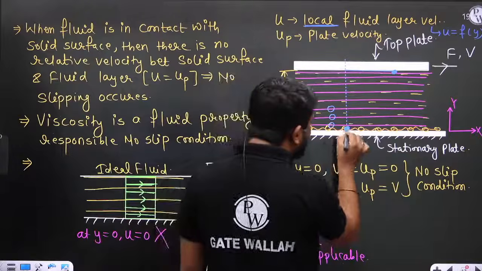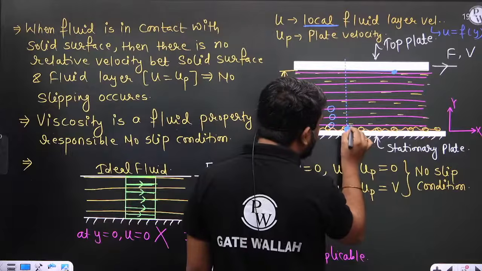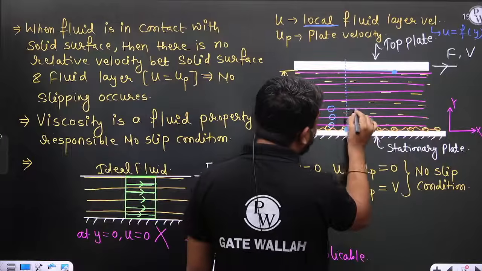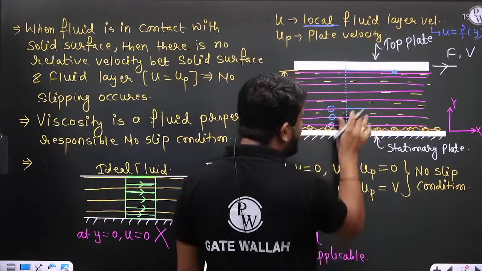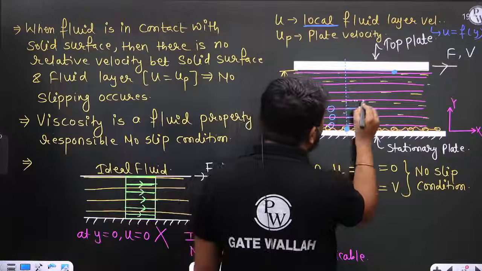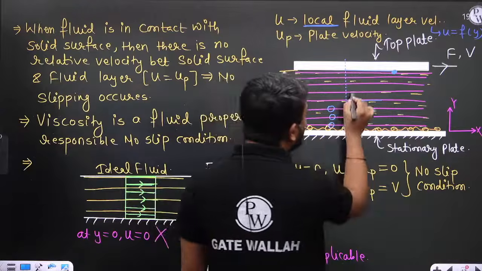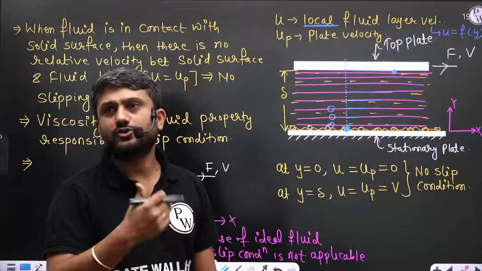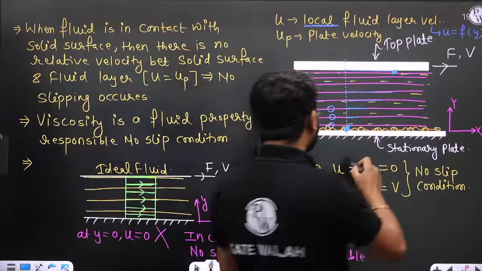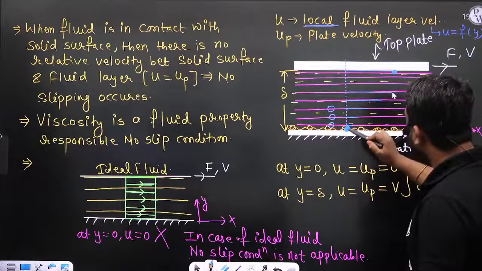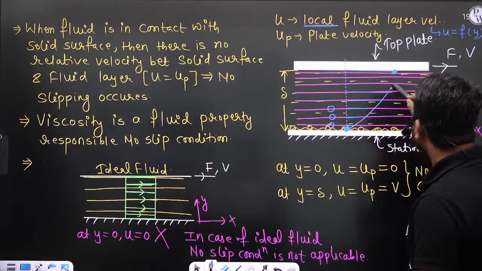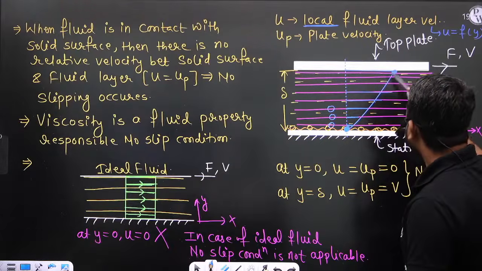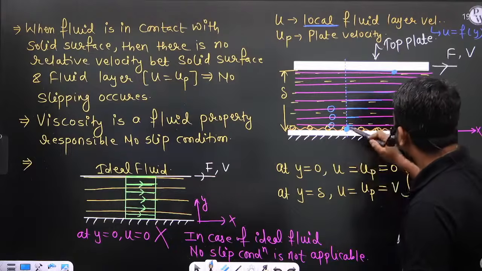Let us consider this velocity is 0. Let us consider this velocity is 0.5 meter per second. This is 1 meter per second. Then let us consider this is 1.5 meter per second. This layer has velocity 2 meter per second. This layer has velocity, let us consider, 5 meter per second, and so on. So in this way, we can clearly see that in the y direction, the velocity changes with respect to y.